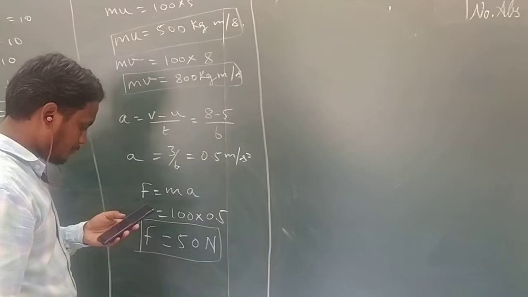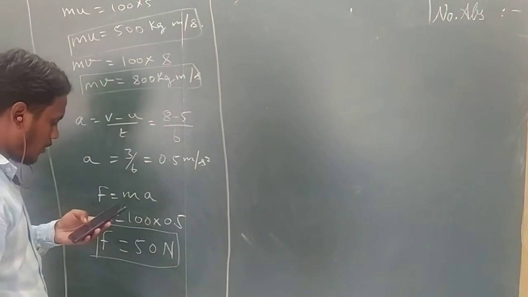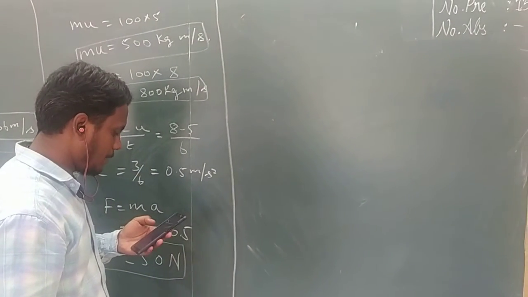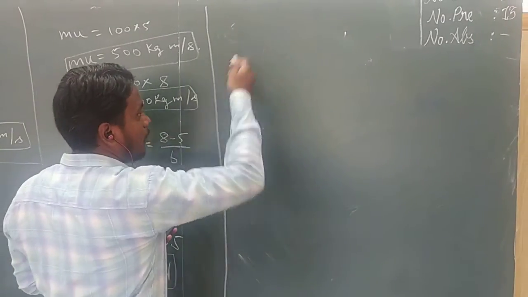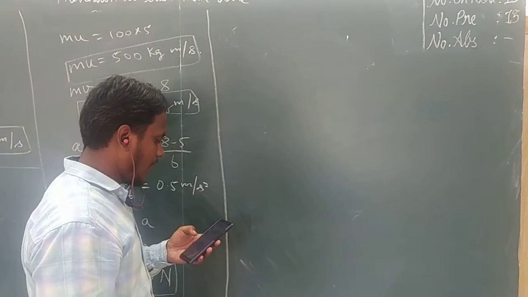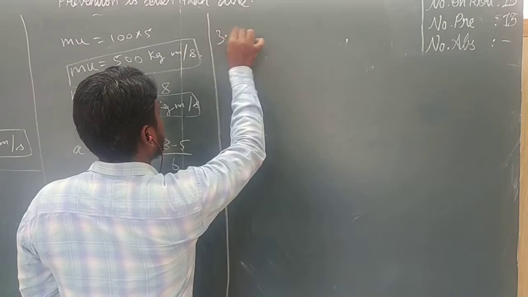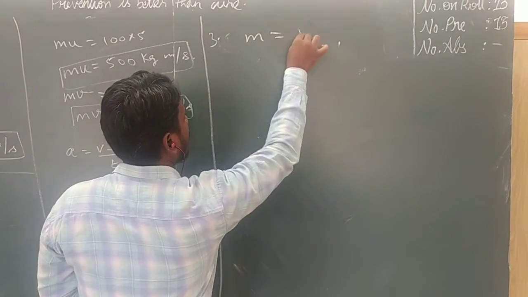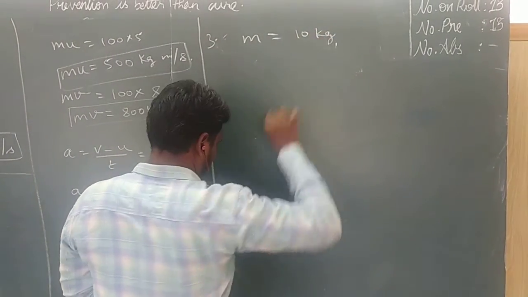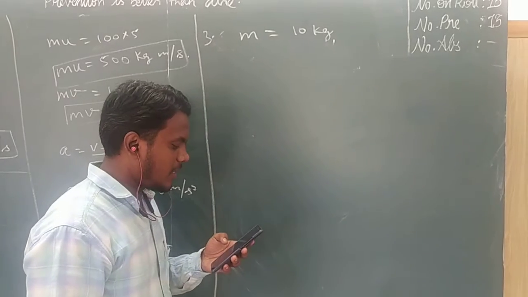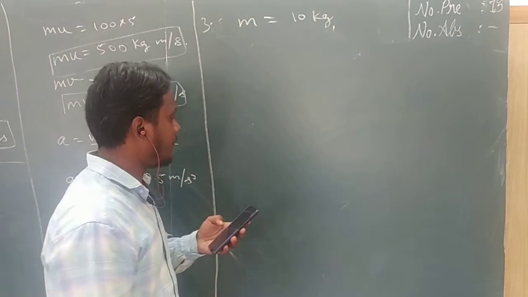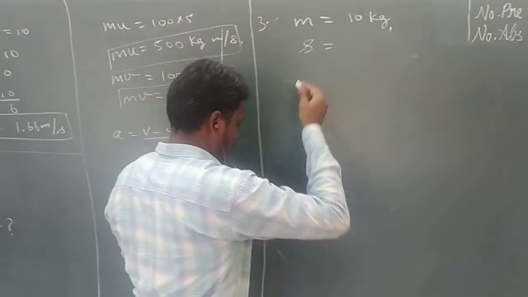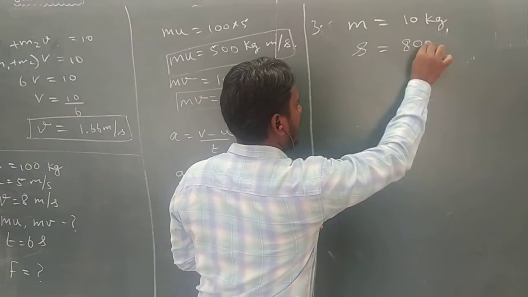We have a dumbbell of mass. How much momentum will a dumbbell of mass 10 kg transfer to the floor if it falls from a height of 80 centimeter? They are asking us the momentum of the dumbbell. They have given mass as 10 kg. M equal to 10 kg. What is height? S, distance. 80 centimeter.